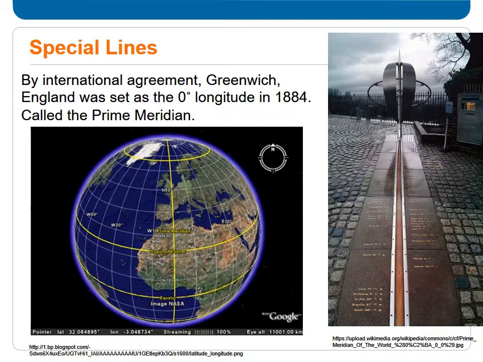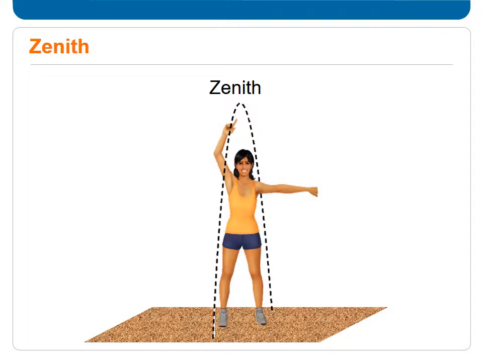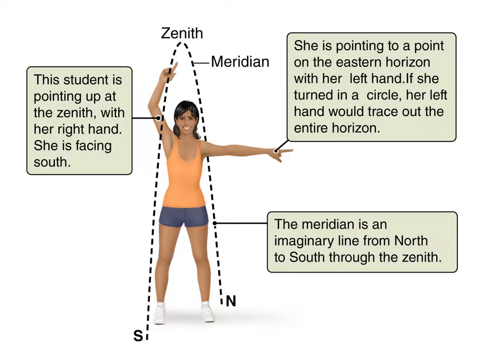At the spring and fall equinoxes, the sun is directly overhead for an observer on the equator. Zenith is the point in the sky or celestial sphere directly above the observer. It is the elevation or angle of 90 degrees from the horizon. The meridian is an imaginary line from north to south along the zenith. The student is facing south and pointing to the eastern horizon with her left hand. If she turned in a circle, her left hand would trace out the entire horizon.